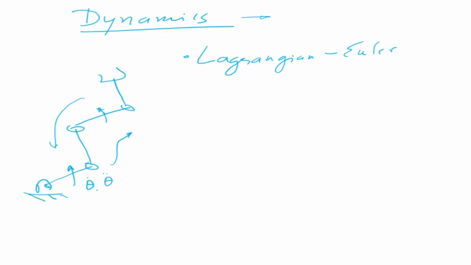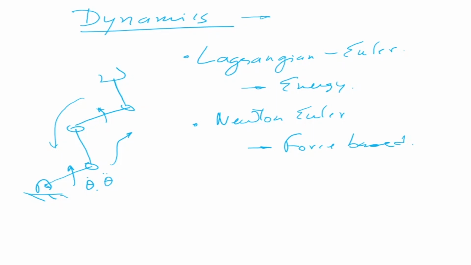Lagrangian-Euler method. Now, Lagrangian-Euler method is basically an energy method. So Lagrangian-Euler is an energy-based method. Then there is Newton-Euler. Now Newton-Euler is basically force-based. So these are methods of computing, or formulating, the dynamic equation based on Lagrangian-Euler or Newton-Euler. So first we'll look at Lagrangian-Euler, then we'll look at Newton-Euler.